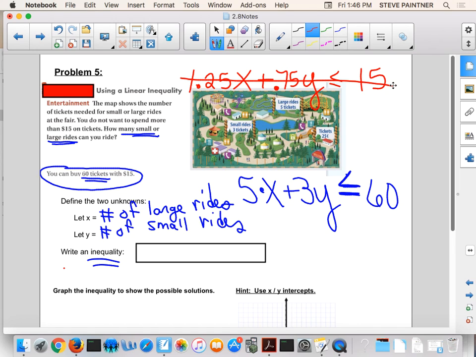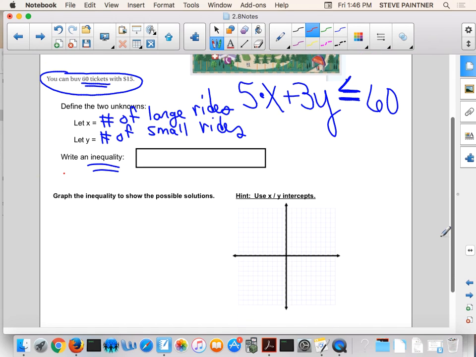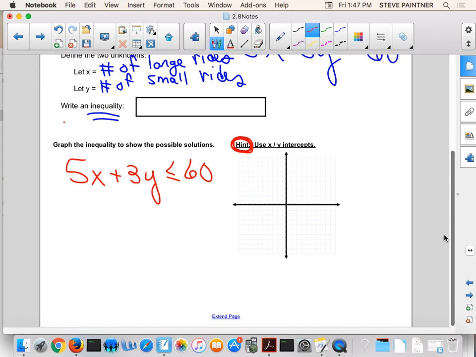Okay, so here we go. Let's graph. This is what we're graphing: 5x plus 3y is less than or equal to 60. Okay. Now, which method do you think I want you to graph? Solve for y? Or use my hint? Go get your x and y intercepts. It's so easy. Just do it. Please do it.